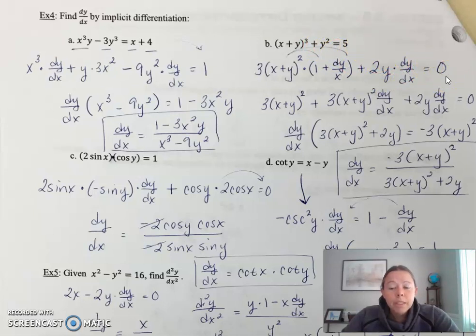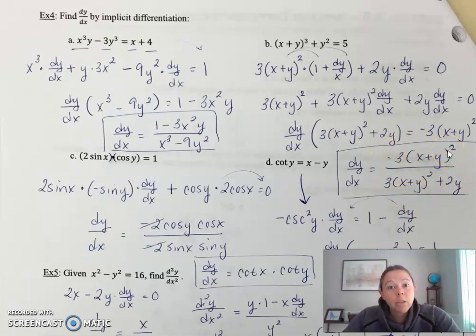Now, with this type of problem, notice you have a dy/dx stuck within a binomial. So in order to break it free, you have to distribute in order to break that binomial up. So that's what I've done here. So then I'm to where I have two terms that have dy/dx in them. So move what doesn't have dy/dx over to the other side, and then factor the dy/dx out of those two terms. And then our last step is to just simply divide. And it's messy, but that is the derivative.